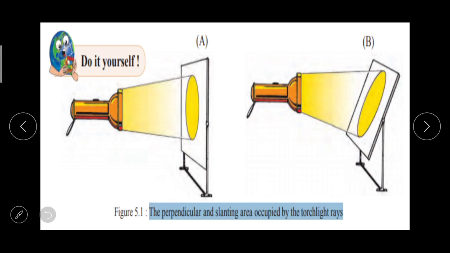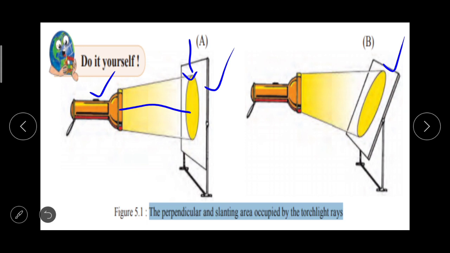What you have to do here to understand the concept of temperature: take a torchlight and keep it stable at one place. Take two large paper sheets large enough to accommodate its entire beam and paste the papers on two flat boards. Here you can see this one. Now hold the board perpendicular to the beam as it is in 5.1a, which is perpendicular to the beam. Draw the outline of the area lit up by the beam and name the paper A.